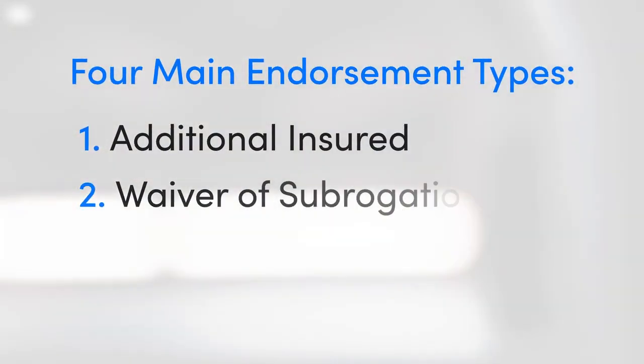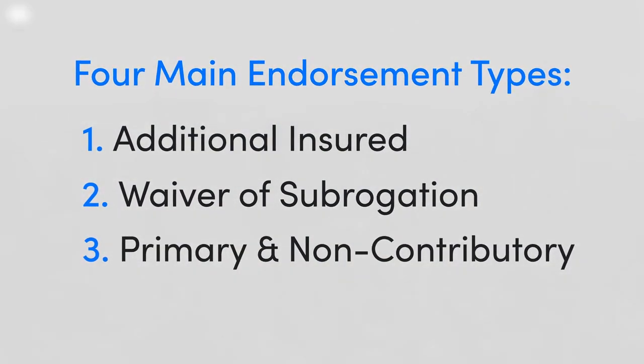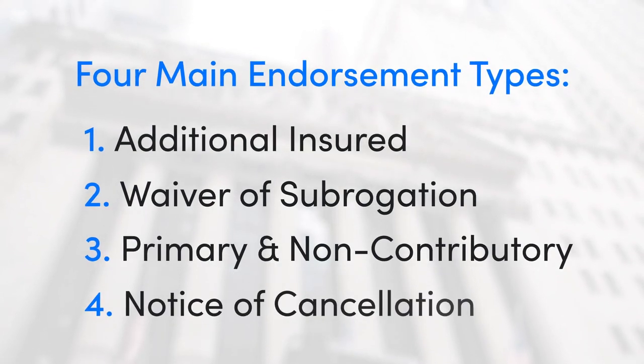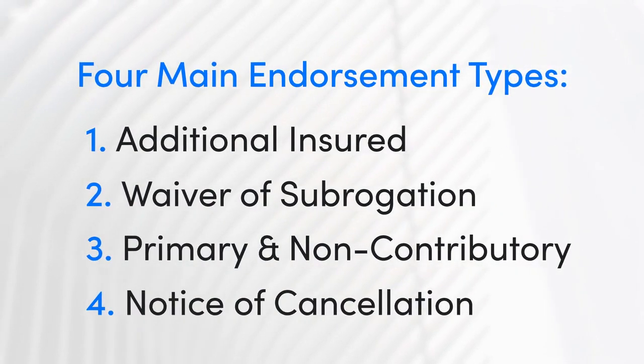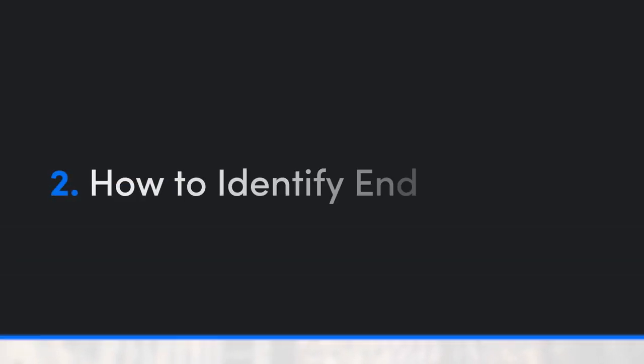There are four main types of endorsements that we can distinguish just by reading the title of the endorsement. Those are additional insured endorsements, waiver of subrogation endorsements, primary non-contributory endorsements, and notice of cancellation endorsements. There are other types of endorsements too that are much less common.